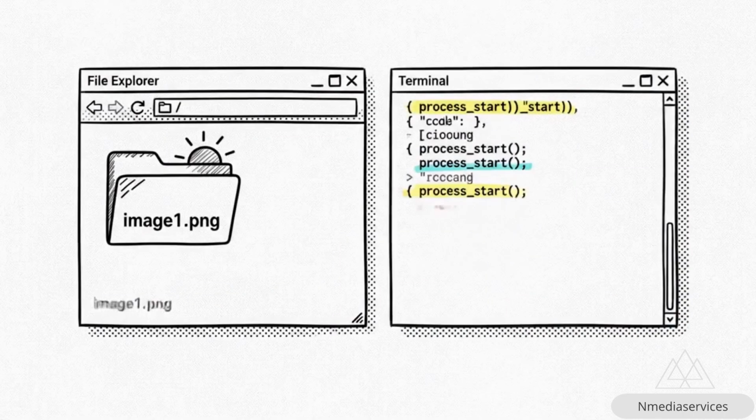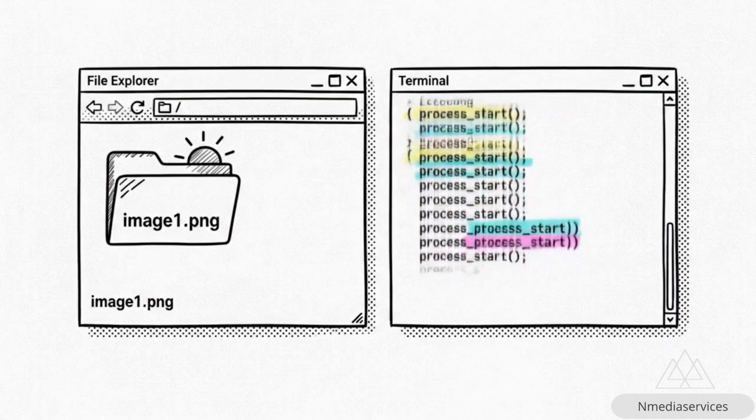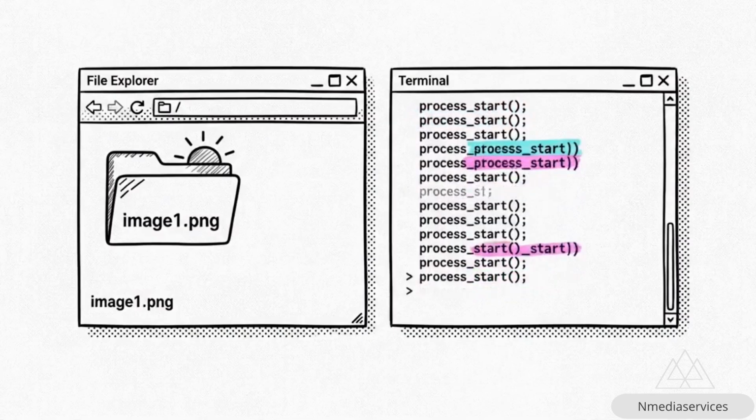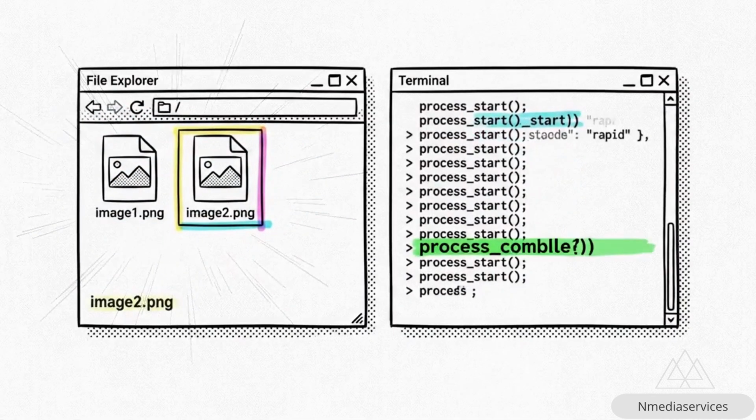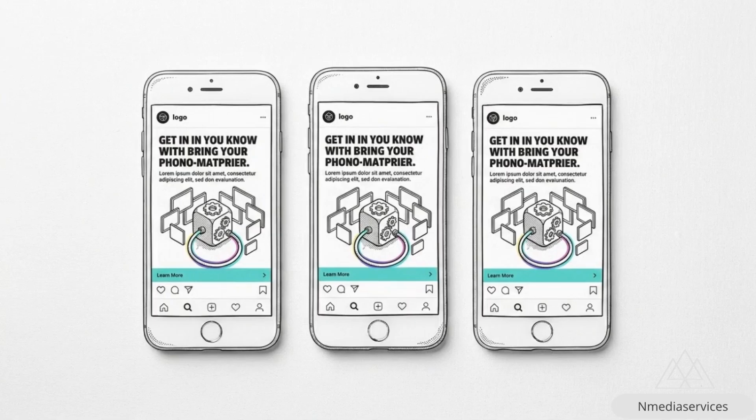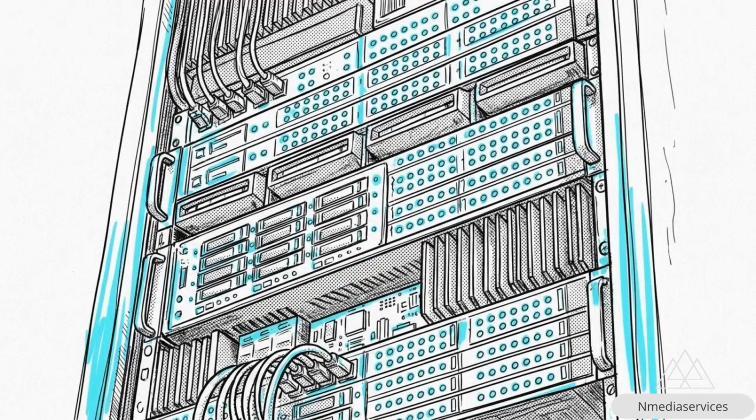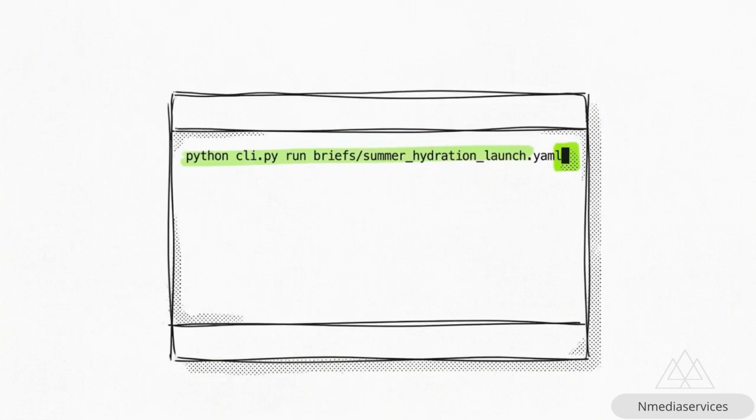This specific state triggers the pipeline's decision logic. If an asset exists, the system prioritizes reusing it, only generating new imagery when absolutely necessary. Defaulting to existing assets guarantees strict brand consistency, while actively minimizing the high compute costs associated with running AI models at scale. Now we execute the summer hydration campaign by initiating the main run command in the terminal.